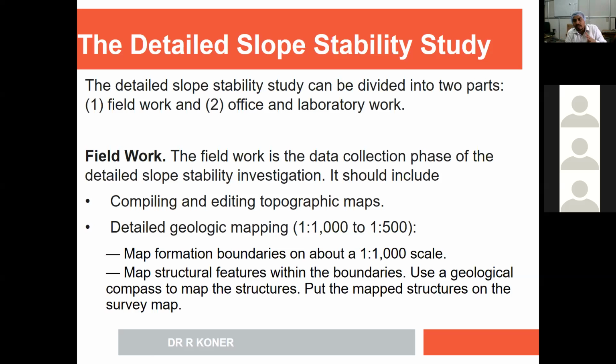Then all the data that we have observed, the geological features, will be mapped at a scale of 1:1000 or 1:500, so that you can observe the detailed things. We will mark the boundaries of the different features we observe. We will also map the structural features using the geological compass. That is how to operate the geological compass, which we will discuss. So in the field work, we will collect all the field data, that is, structural geological data. We will compile all the geological data into one map at 1:1000 or 1:500 scale.